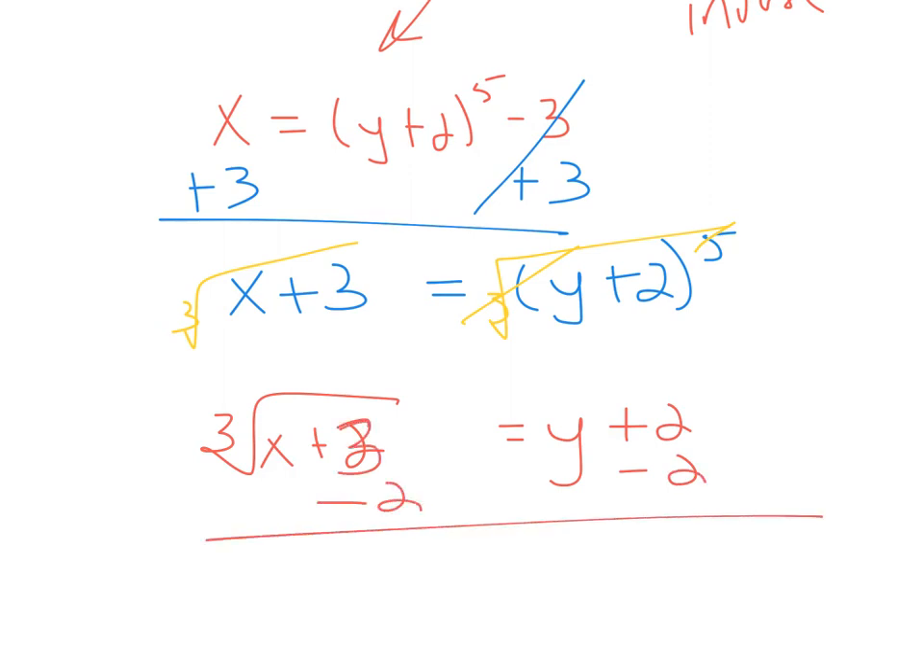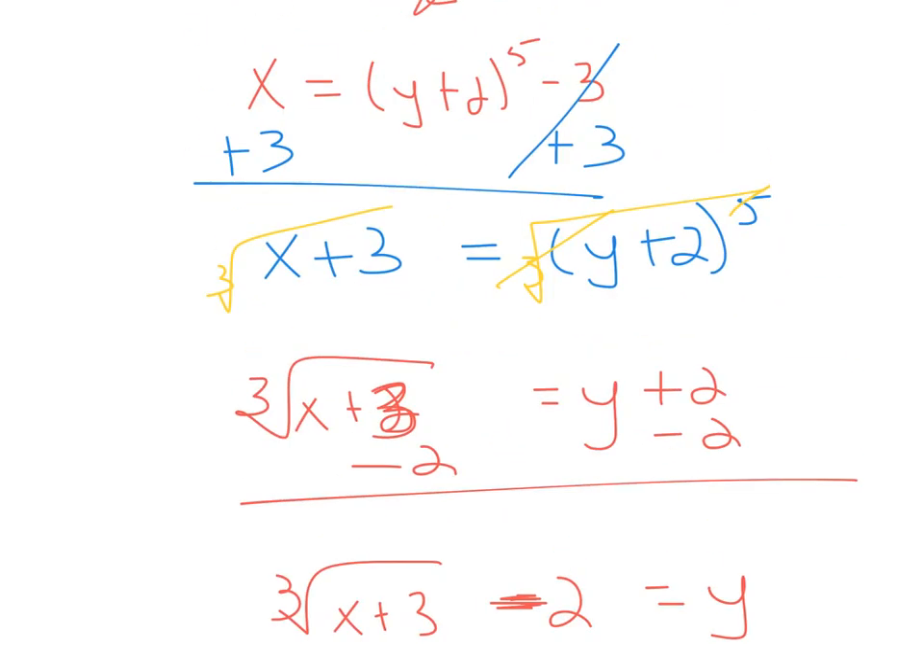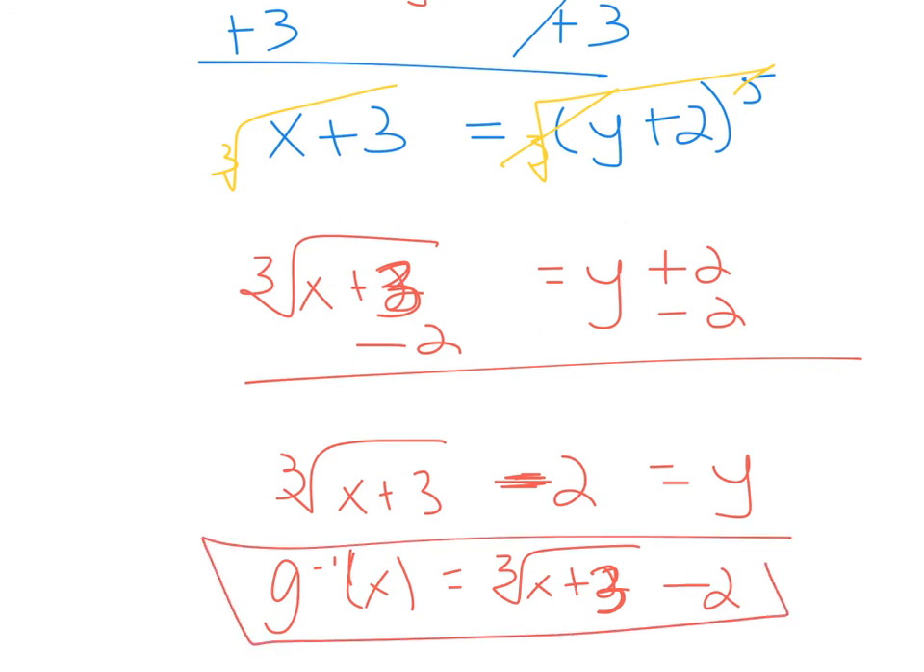Sorry, I don't know why I changed that. That's a 3. You're going to end up getting the cube root of x plus 3, minus 2 on the outside. It does not go with the radical because it's not inside the radical, and that equals y. You should label it with the name they gave it. They gave it g of x, so it'll be g inverse of x equals the cube root of x plus 3, minus 2. And this is your answer. Okay, study up and good luck.